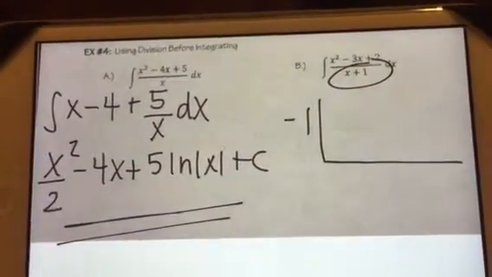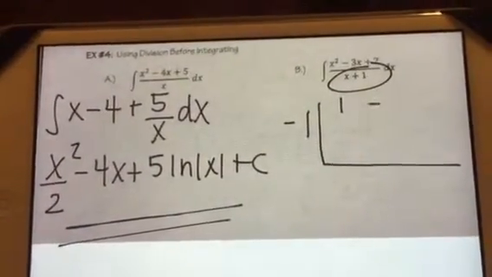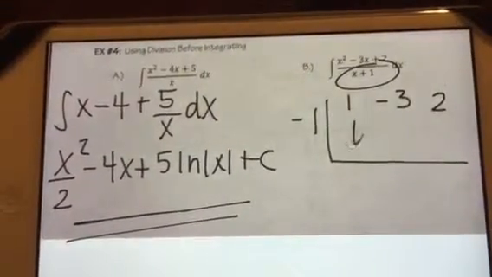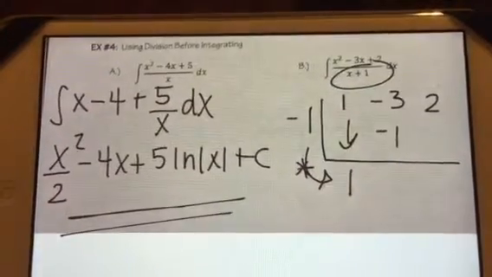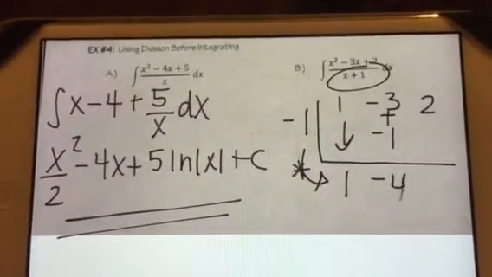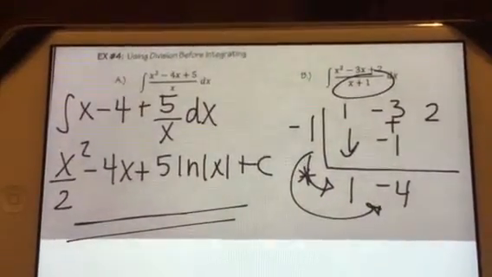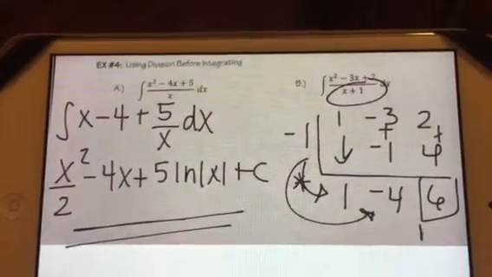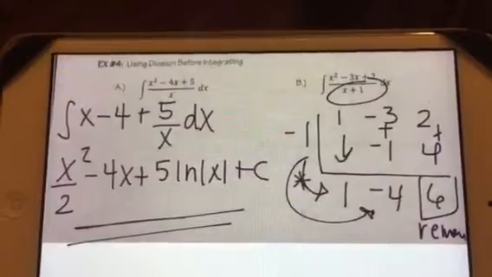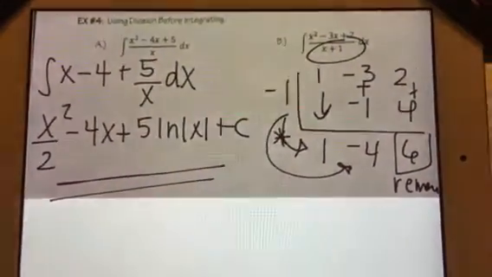You take the leading coefficients of your numerator, so we have 1, negative 3, 2. Bring down your first one, multiply by the outside, add on the inside, and repeat the process again. That gives us 4, that gives us 6, and this last one is considered your remainder. So we're going to integrate this bottom portion.